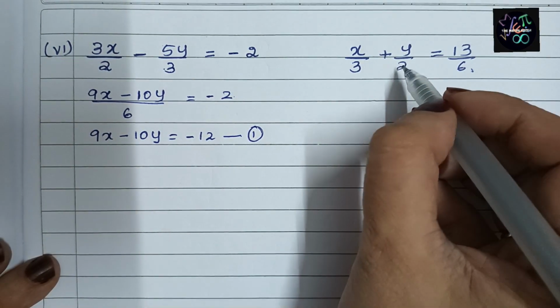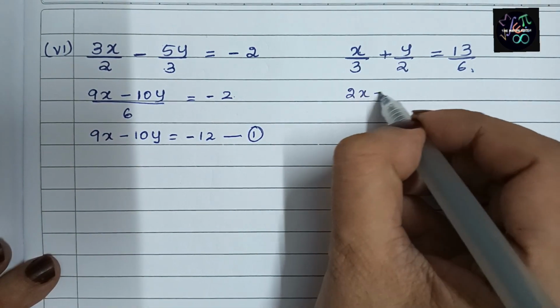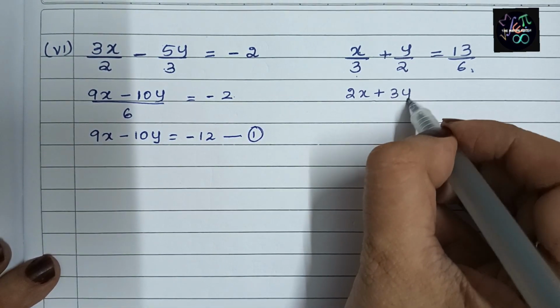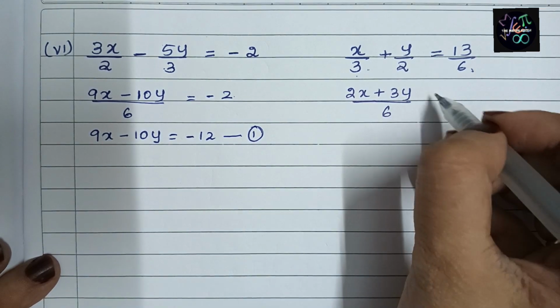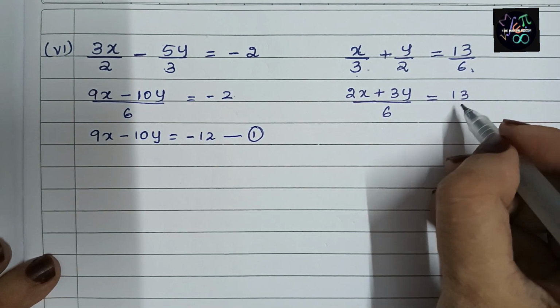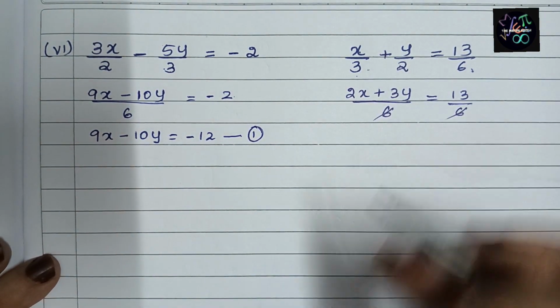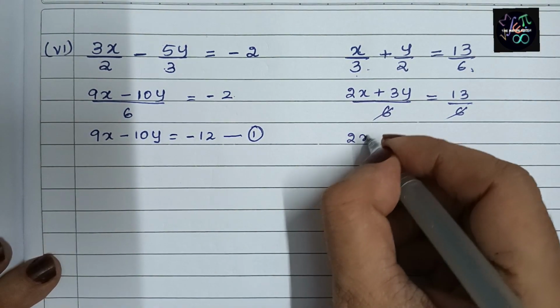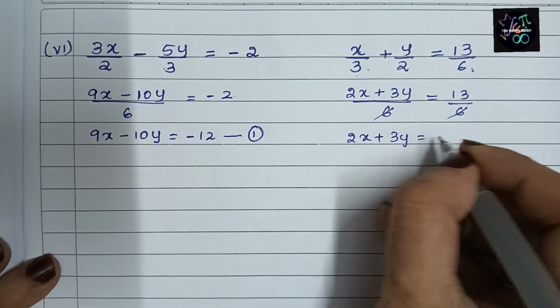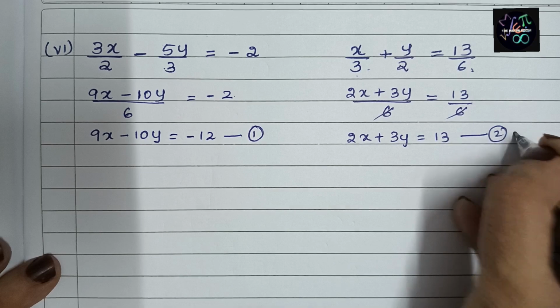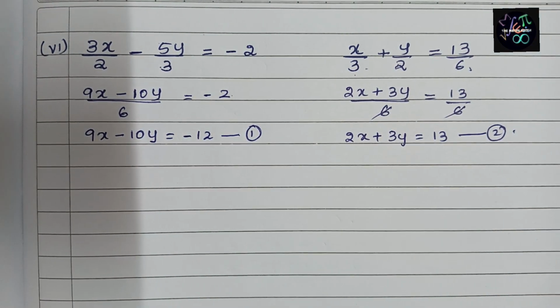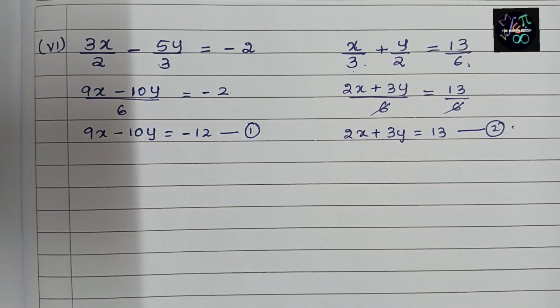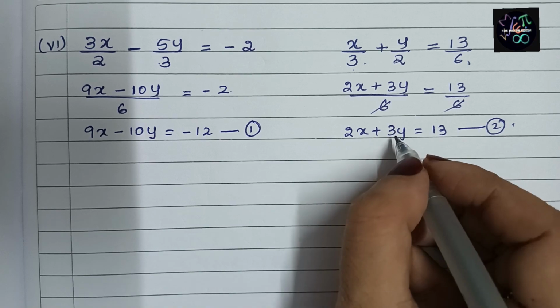Same way we will do here. 2 into x, 2x plus 3 into y, 3y upon 3 2s are 6 is equal to 13 by 6. This side, 6 got cancelled. What we got? 2x plus 3y is equal to 13. This is equation 2.